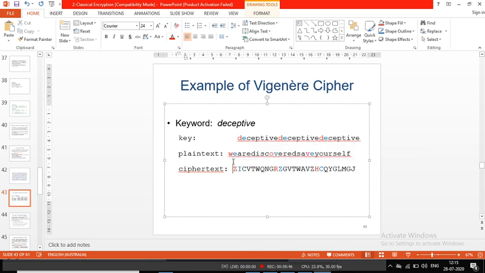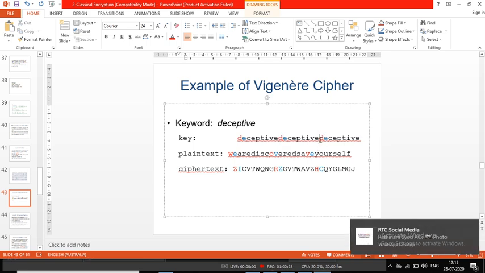So I will repeat that. Deceptive is repeated till the end of the text. Deceptive has 9 letters. For the first letters I have the keyword deceptive, and again from the 10th letter I am going to use the same key deceptive, and for the remaining letters also I am going to use the key deceptive. You just write it down like that.